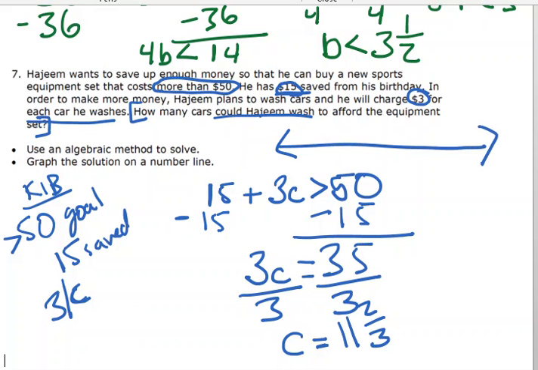Okay, I'm going to go. He needs to wash. I'll put the 0. This will be my 11, my 12, my 13. So I am going to open this because he does need to wash more than 11 cars. Okay, and at minimum, he really needs to wash 12.